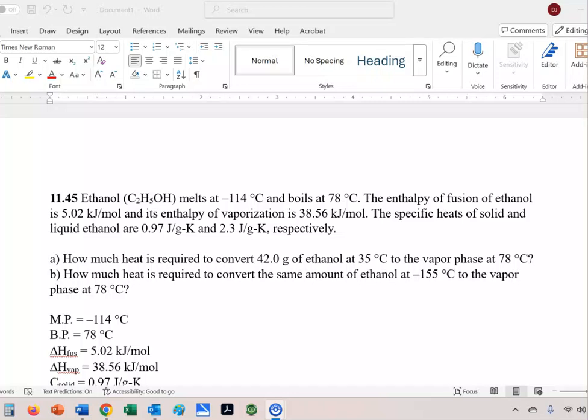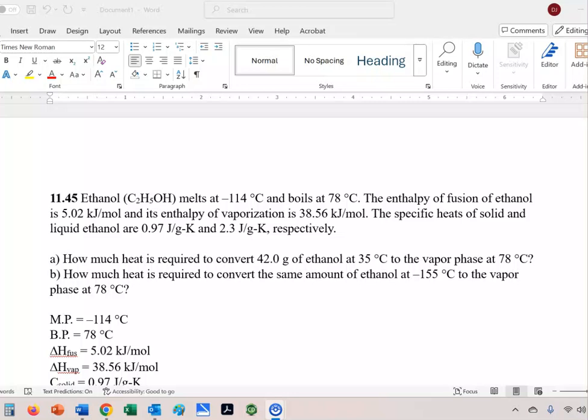Here's a solution to problem 11.45 in the book, which I had suggested that you try. It reads: ethanol, whose formula is C2H5OH, melts at negative 114 degrees Celsius and boils at 78 degrees Celsius. The enthalpy of fusion of ethanol is 5.02 kilojoules per mole, and its enthalpy of vaporization is 38.56 kilojoules per mole. The specific heats of solid and liquid ethanol are 0.97 joules per gram Kelvin and 2.3 joules per gram Kelvin, respectively.